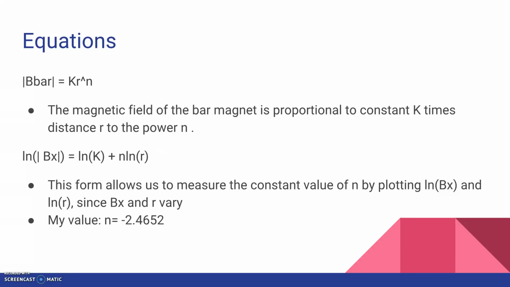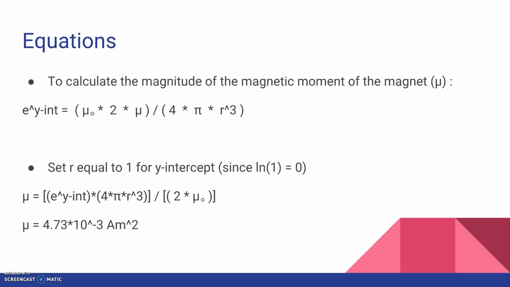The magnetic field of the bar magnet is proportional to K constant times distance r to the power of n. And then by taking the natural log, I was able to show a form that allows us to measure the constant value of n by plotting the natural log of Bx and the natural log of r on a graph, since Bx and r vary. And the value that I found for n was negative 2.4652.